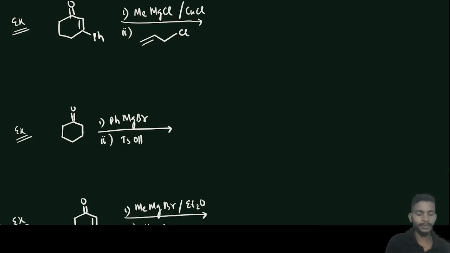Welcome. In the previous class I was discussing reducing reagents, that is Grignard reagents. With that I solved some examples, but in some examples I made mistakes that I want to rectify. So please rectify that. I am sorry for those mistakes. Okay, so in this example I made a mistake.